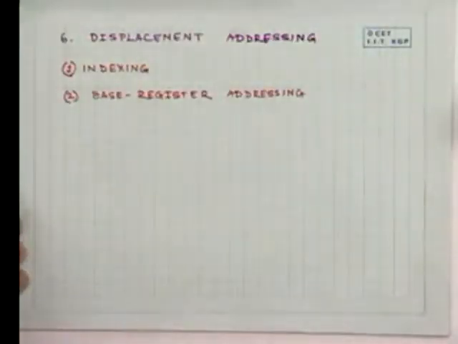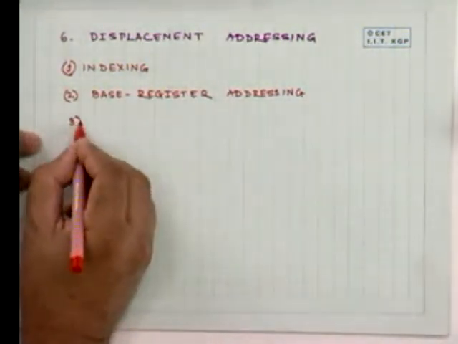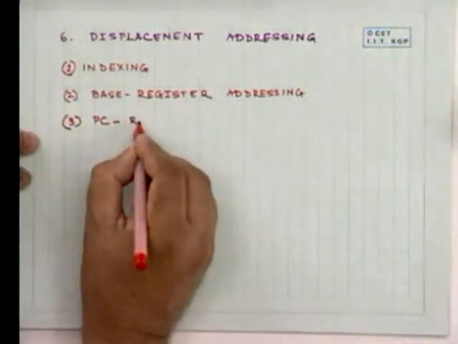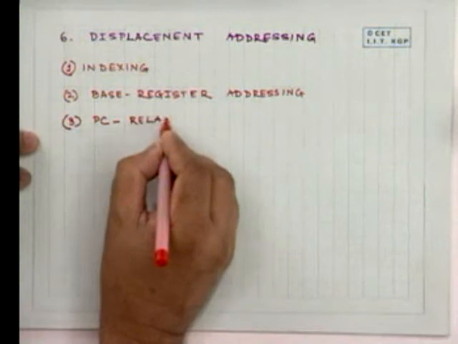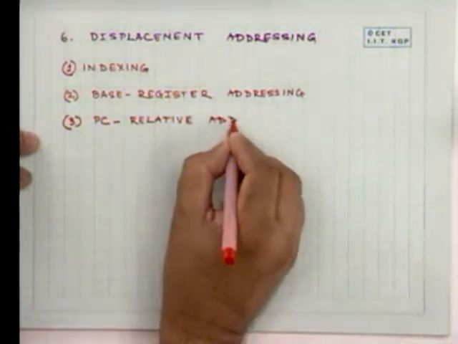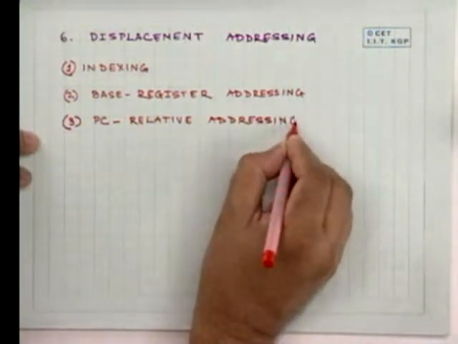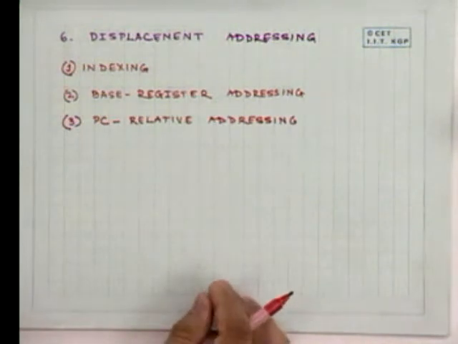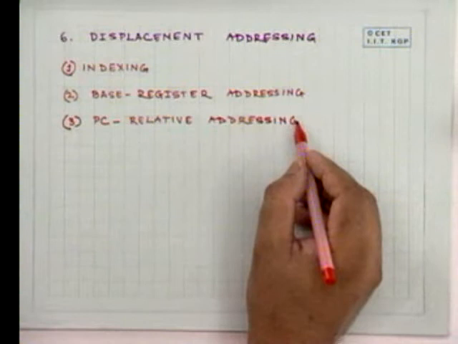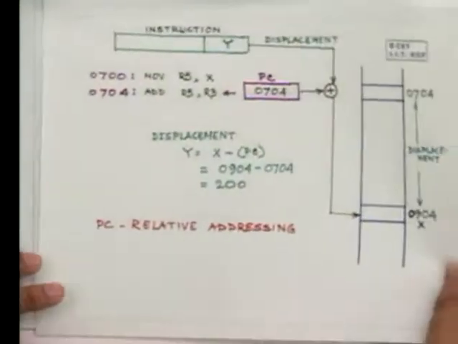And the third one that we'll discuss is PC relative addressing. Here the displacement is specified in terms of the program counter itself. Let us take an example.